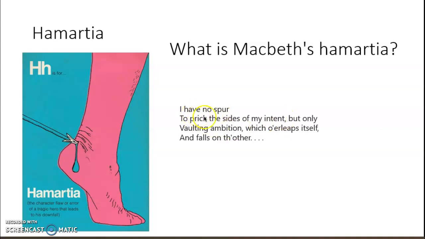"I have no spur to prick the sides of my intent, but only vaulting ambition." He's saying he's almost like a horse. He's uncharacteristically out of control when he's faced with ambition.